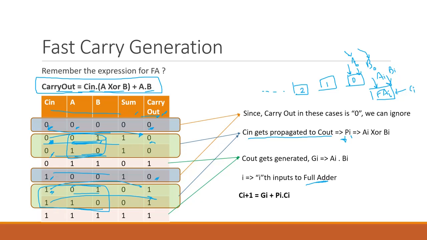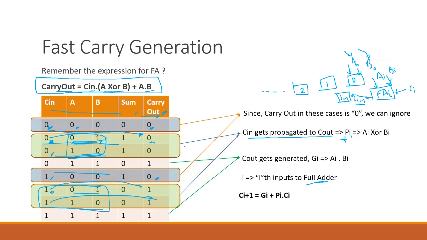There is a carry Ci plus 1, because this Ci plus 1 is the same as C out over here. This will go into the carry in of the next block. So this becomes the carry in of the next block, right? If you consider this as i plus 1, this becomes Ci plus 1. So that's the notation.